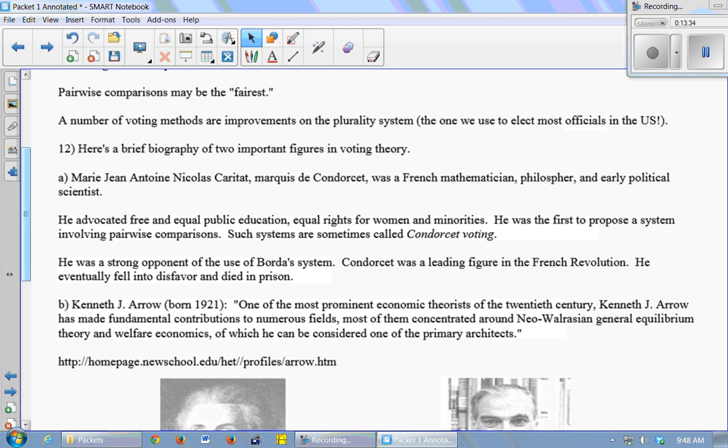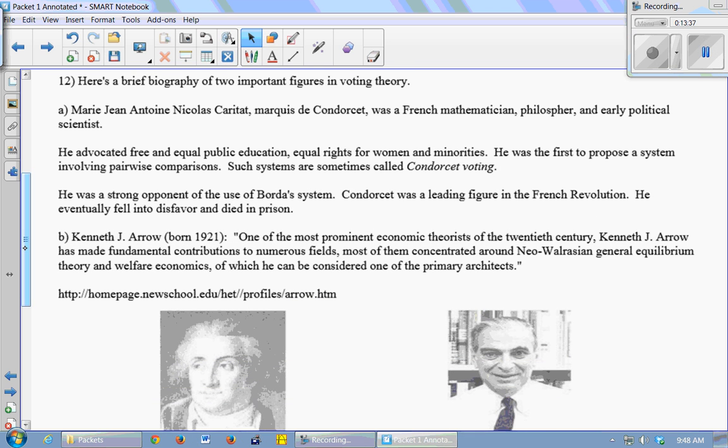All right, so a brief biography of two important figures in voting theory. Condorcet is a really long name. He was a French mathematician, philosopher, early political scientist. He was involved in the French Revolution. He advocated free and equal public education, equal rights for women and minorities, and was the first to propose a system involving pairwise comparisons. So we have the Condorcet Criterion. Sometimes the pairwise comparisons method is called Condorcet voting or the Condorcet method. He was a strong opponent of Borda's system, which is the points system.